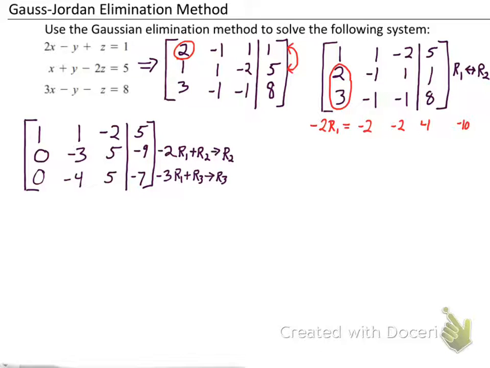Now we go to our next column, and we start it all over again. We say which one needs to be 1. And what needs to be 1? The 1, the -3, or the negative... Please let it be the 1. It's going to be the -3.